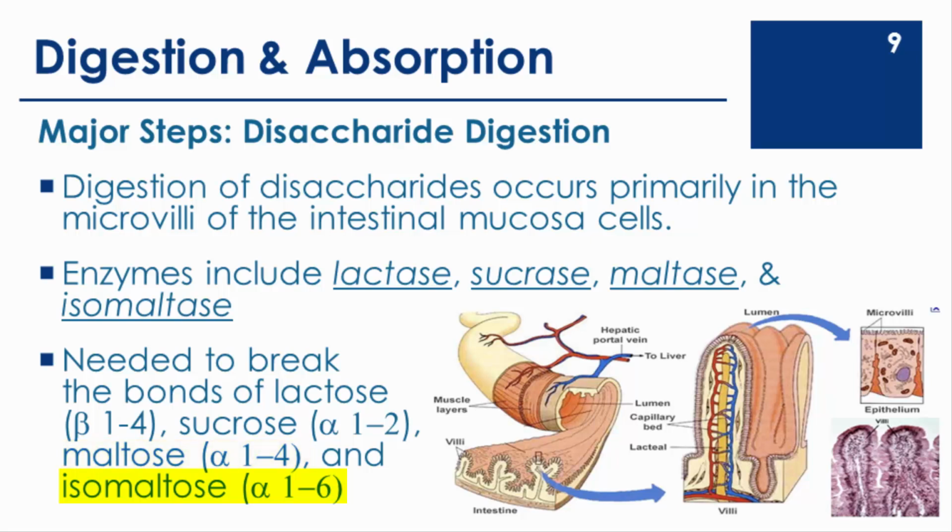But at the surface of the villi and the microvilli of the small intestine, we also see secretion of lactase, which cleaves the beta-1,4 glycosidic bonds of lactose. And then we also see activity of sucrase, cleaving the alpha-1,2 glycosidic bonds of sucrose.